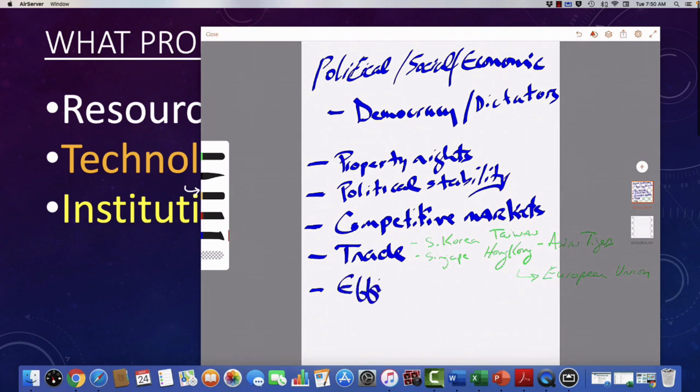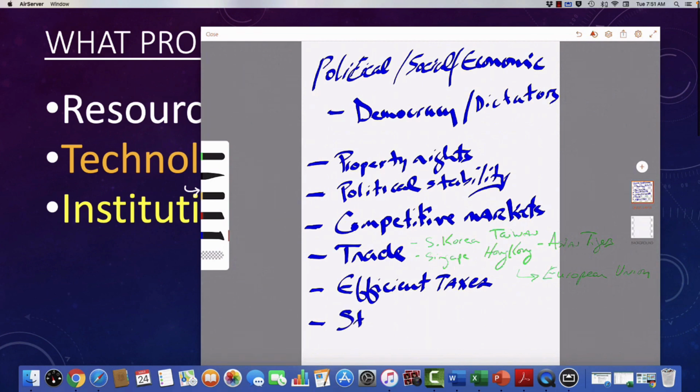Efficient taxes are an important institution. So, taxes that people are willing to pay, taxes that people will pay, maybe not happily, but they will pay them, as opposed to finding ways and using your resources to avoid paying taxes. If tax rates are high enough, people will spend more resources avoiding the taxes than they will actually paying the taxes, and that just means you're wasting resources.